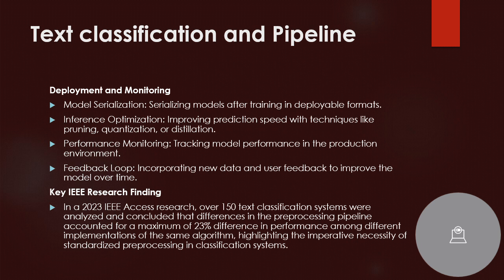Last but not the least, deployment and monitoring. Model serialization. The trained model is saved in a deployable format. Inference optimization. Techniques like pruning, quantization, or distillation are used to improve the prediction speed. Performance monitoring. The model's performance is tracked in the production environment. Feedback loop. New data and user feedback are incorporated to continuously improve the model performance.